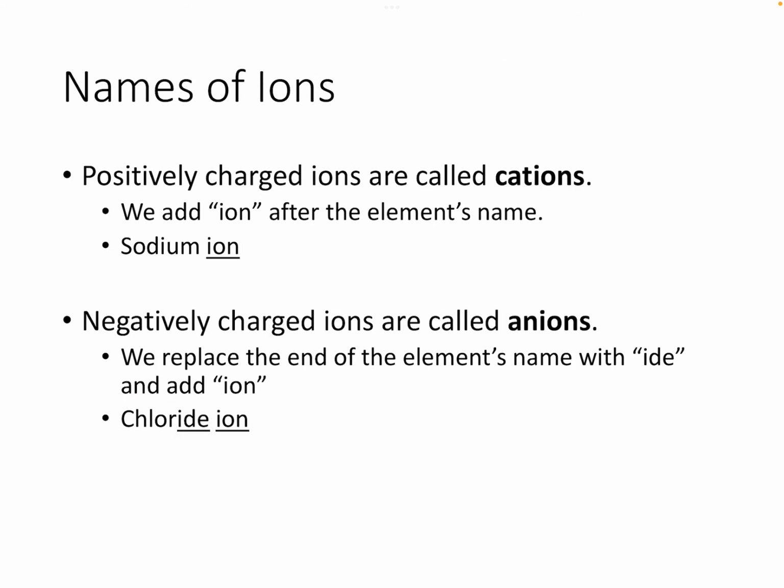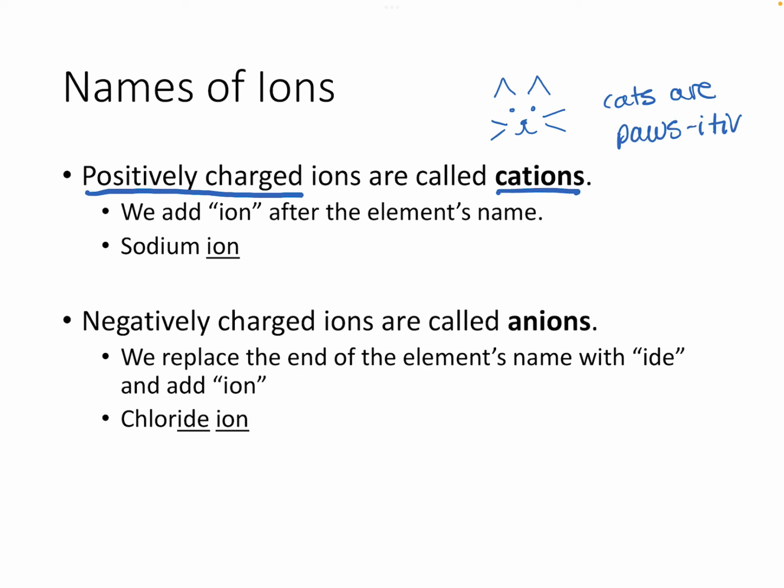So I mentioned we were going to go over the names of ions. You might have noticed that when we talked about sodium becoming an ion, all I did to name it was put ion at the end. So it was the sodium ion. Positively charged ions are called cations. And the way that I remember that is cats are positively charged. So a cute way to remember it, right?